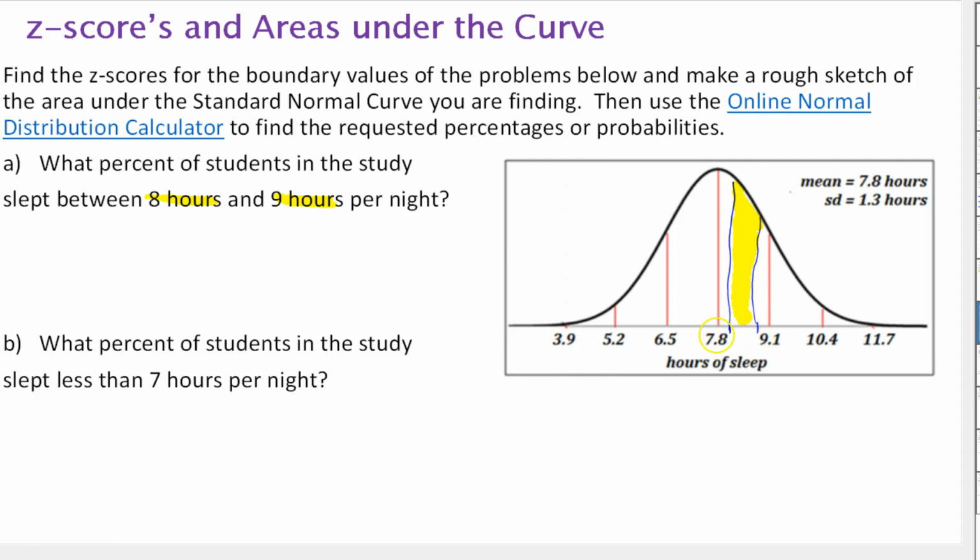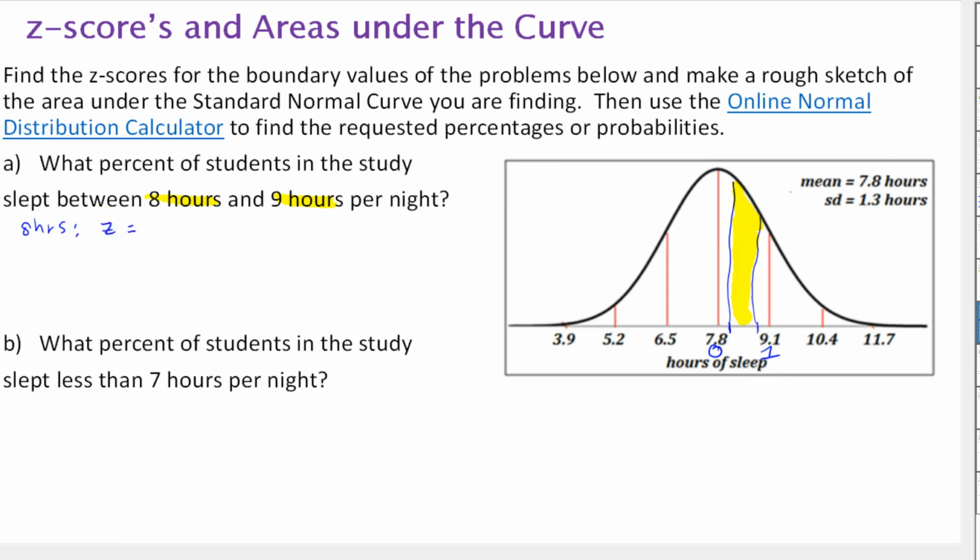So we know that 7.8 is the mean, so that's 0 standard deviations above the mean. 9.1 is 1 standard deviation above the mean. So our z-scores are both going to lie between 0 and 1, but we want to find them exactly. So first, let's write 8 hours. It's good to label what you're finding.